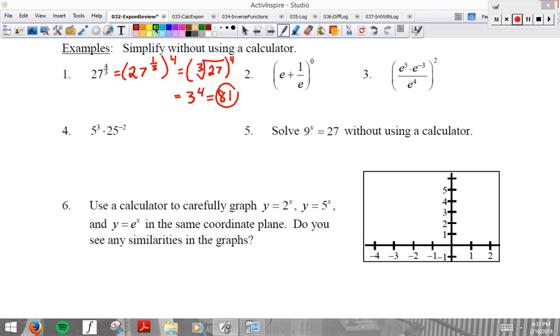Now, you could do 27 to the 4th first, and then have that to the 1/3 power. But 27 to the 4th gets out of control. You can always do whichever order you want. Usually it's best to do the denominator first, the 1/3 first. Just saying.